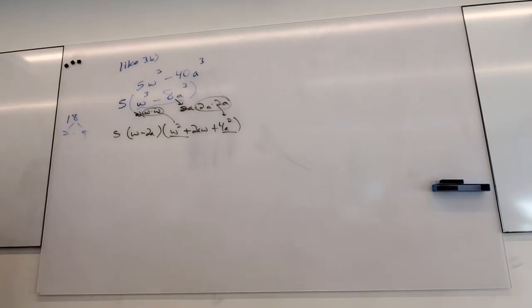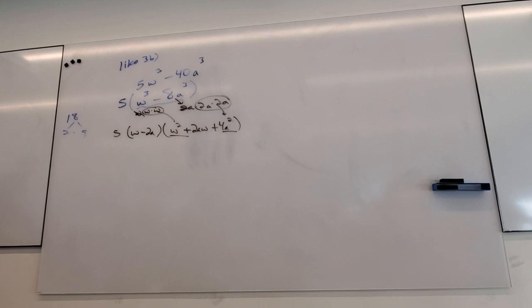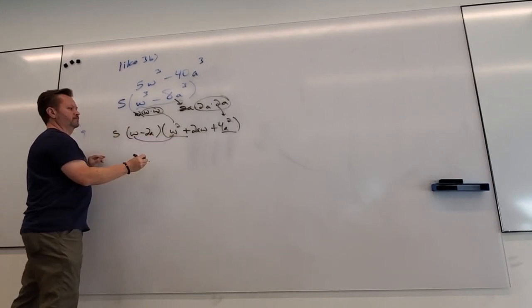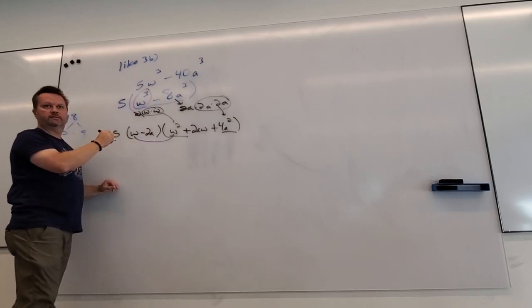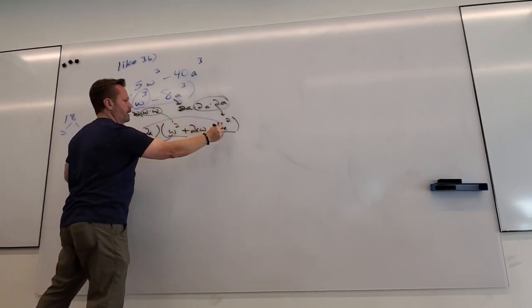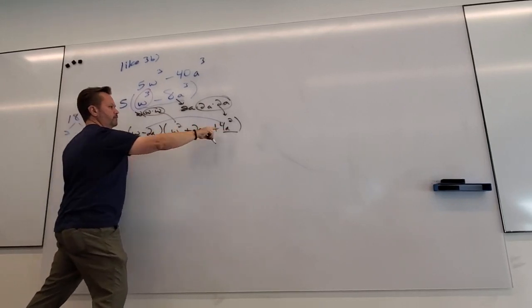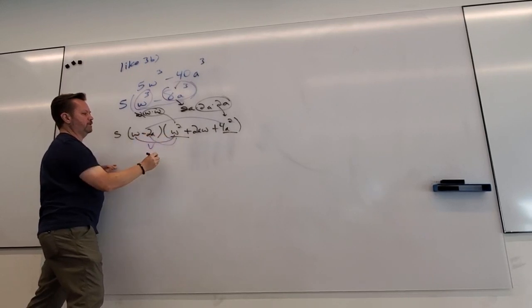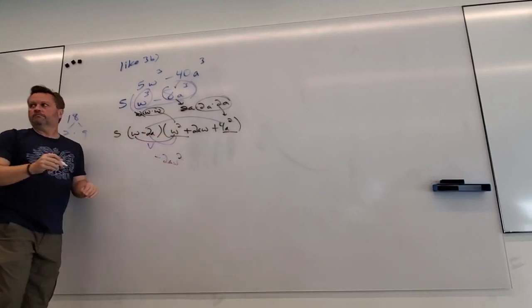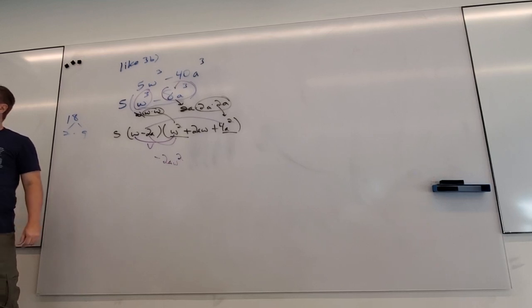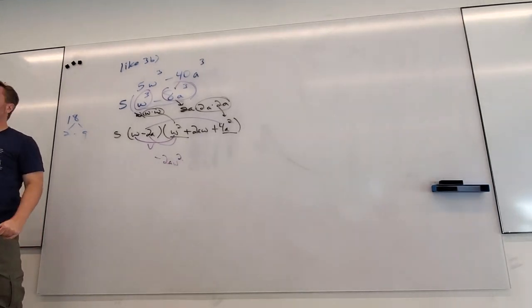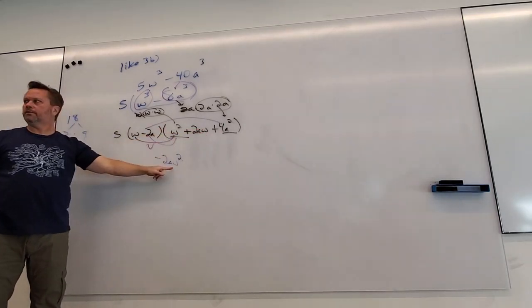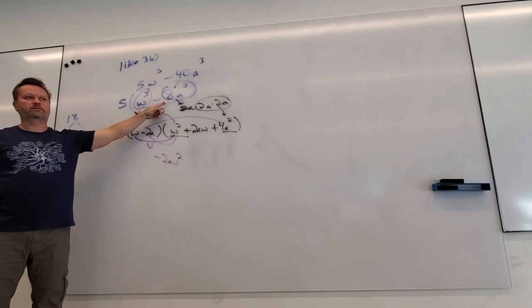Do you all agree to get w cubed? Check, right? Do you all agree to get minus 8a cubed? Check. Don't I also get minus 2a w squared? Right? If I FOIL this, don't I get minus 2a w squared? Yes. Is that part of the answer?